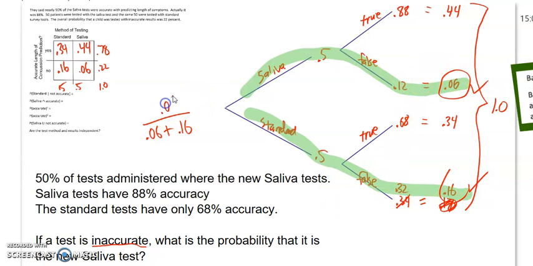So it was the 0.06 over those two together. So 0.06 divided by 0.22, and it comes out to, the answer is 0.27 repeating. It's about 27% of the time. When it's inaccurate, then it's going to be the new saliva test. But conversely, if it's inaccurate, the probability that it's going to be the standard test, well, that's the 73%, the complement of that. So I hope that helped a little bit with the tree diagram and how you can use that.